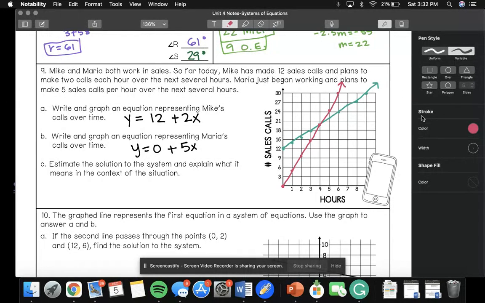So it looks like they cross right about here, and that solution would be (4, 20). And in the context of this situation, after 4 hours, they both would have made 20 calls.